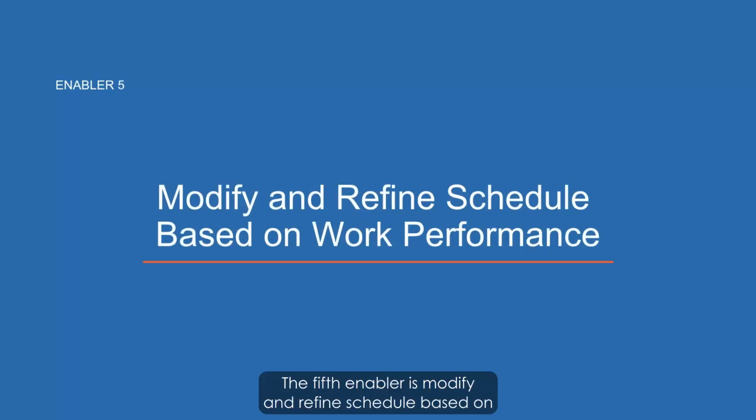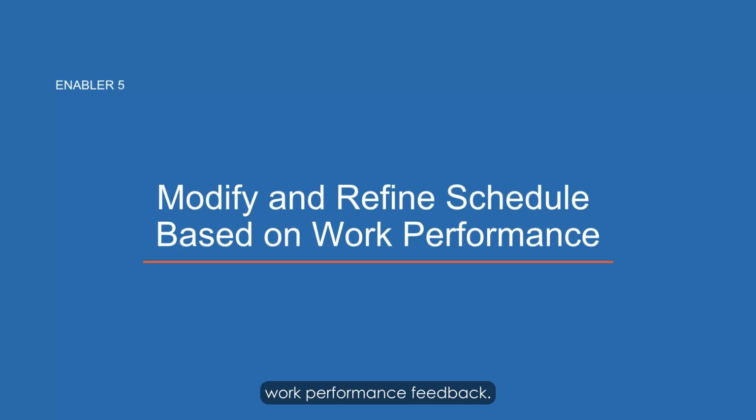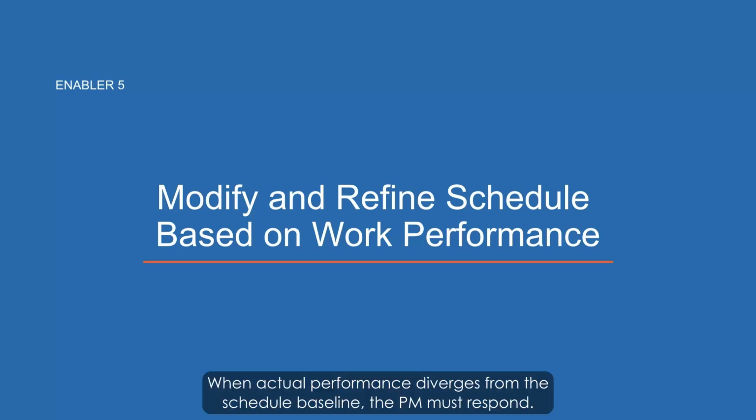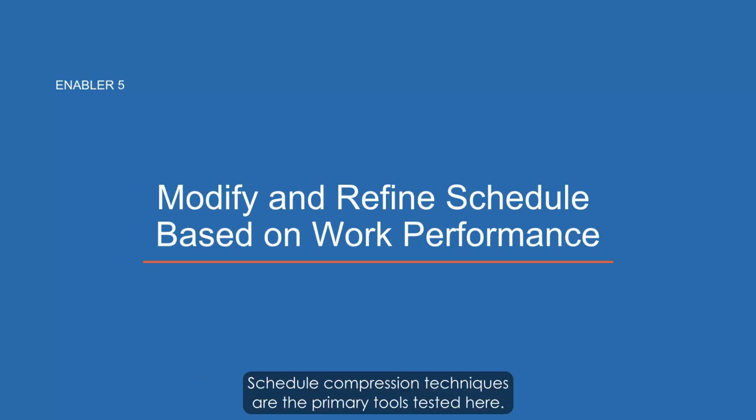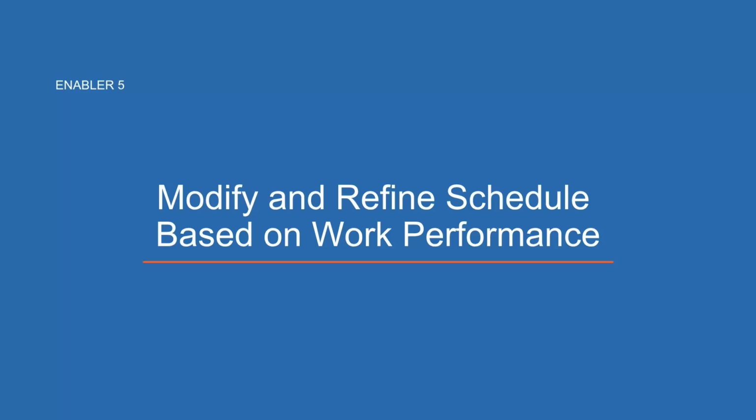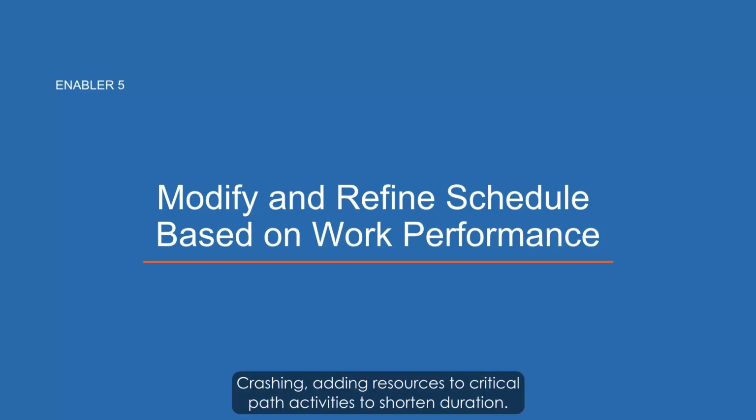The fifth enabler is modify and refine schedule based on work performance feedback. When actual performance diverges from the schedule baseline, the PM must respond. Schedule compression techniques are the primary tools tested here. Crashing, adding resources to critical path activities to shorten duration.